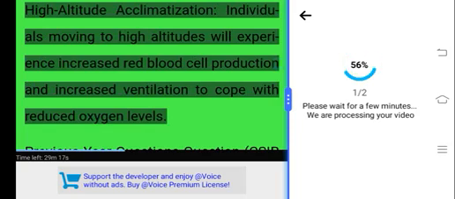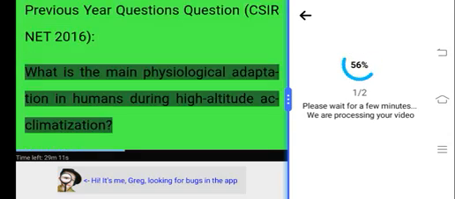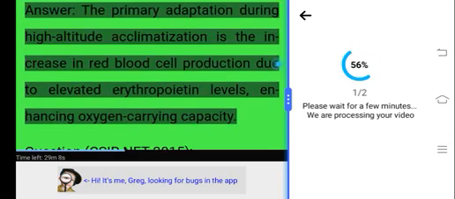High altitude acclimatization. Individuals moving to high altitudes will experience increased red blood cell production and increased ventilation to cope with reduced oxygen levels. Previous year questions. Question. CSIR NET 2016. What is the main physiological adaptation in humans during high altitude acclimatization? Answer. The primary adaptation during high altitude acclimatization is the increase in red blood cell production due to elevated erythropoietin levels, enhancing oxygen carrying capacity.